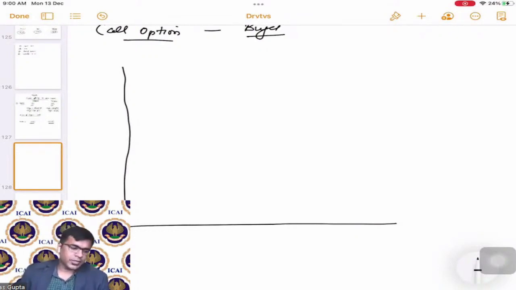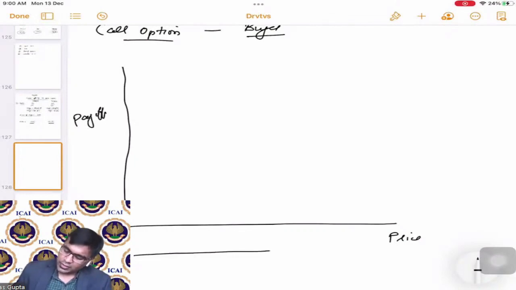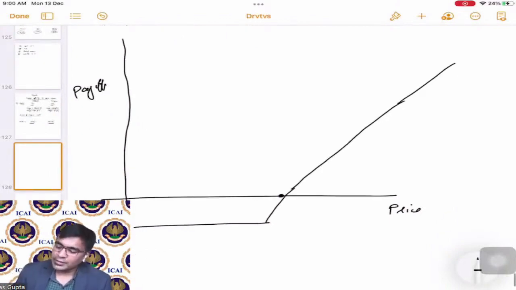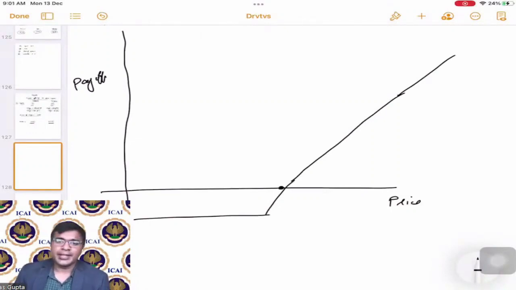Now, call option from the perspective of the buyer: if here is the price and here is the payoff, then the net payoff diagram will look like this. Initially it will be negative, and then it will slowly and straight rise and keep on rising, because the loss is limited and the gain is unlimited. And this will be the strike price.